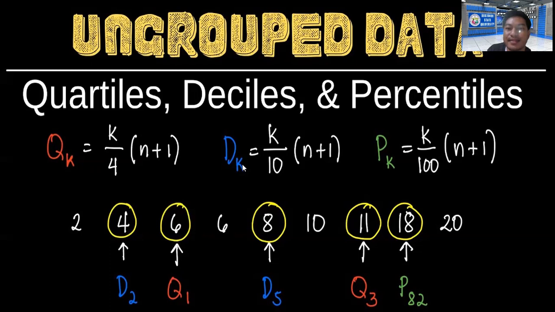If you want to get the decile 2, your K is 2 here, and this is 9, your N, because you have 9 numbers here. So 10 times 2, 20 divided by 10, that's 2. Your decile 2 is the second number, so that's why you get 4. And also your percentile, you can just get it like this. So this is an example.